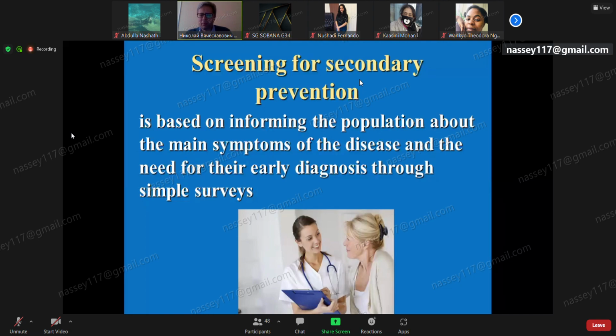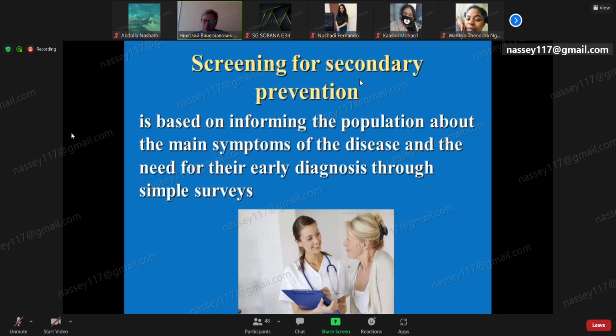Let's characterize the role of screening in secondary prevention. Screening is a typical procedure which we should apply for detection of risk factors and for early diagnostics, or diagnostics at an early stage, of some chronic diseases. The role of screening in this process is based on informing the population about the main symptoms of the disease.